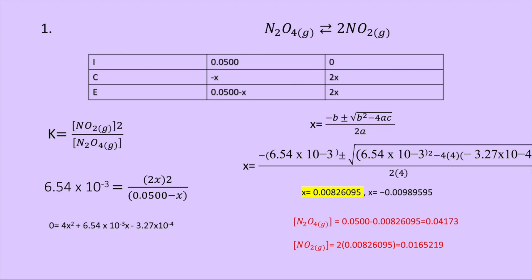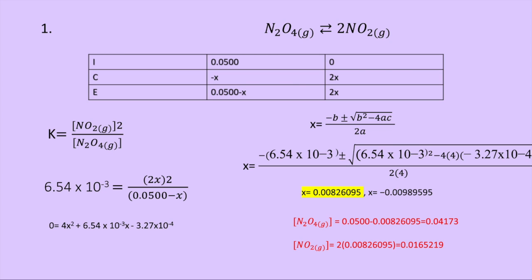Obviously, negative 0.009896 can be excluded because it would result in nitrogen dioxide being a negative concentration, and that just doesn't make sense. And then we can assume 0.00826 is our x value. Then to finish up the problem, we write the concentration of dinitrogen tetroxide and nitrogen dioxide by subbing our values of X into each expression.